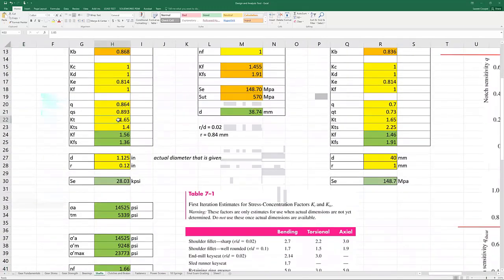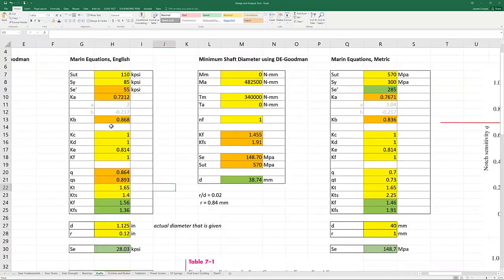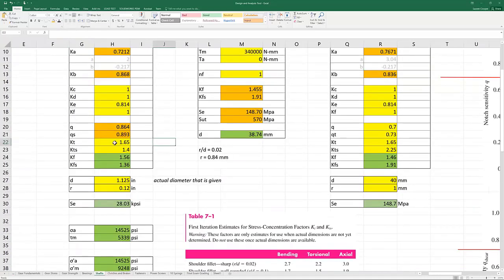So those are yellow because they are inputs. Actually, now that I'm here, I'm going to change these Q's to orange. So that's just my note to myself that these are intermediate calculations done elsewhere. Everything in yellow is something that I have to enter in myself. Okay, so KF and KFS would be calculated automatically from Q, QS, and KT and KTS.